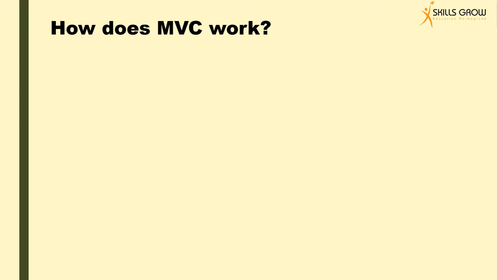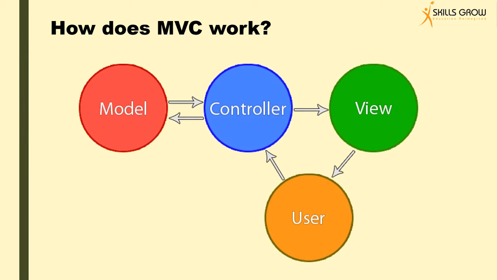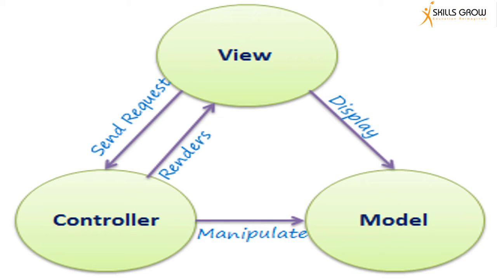Now, let's get to our main part. How does it actually work? When I click on the mail or any button in an Angular-based application, the controller receives all requests from the application and then works with the model to prepare the data needed by the view, that is, the user.